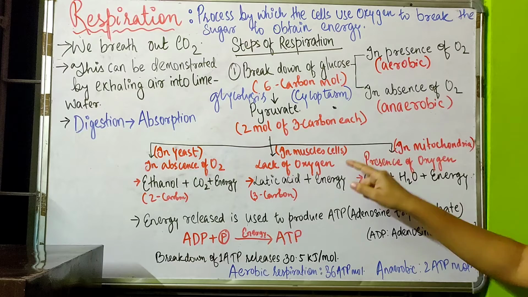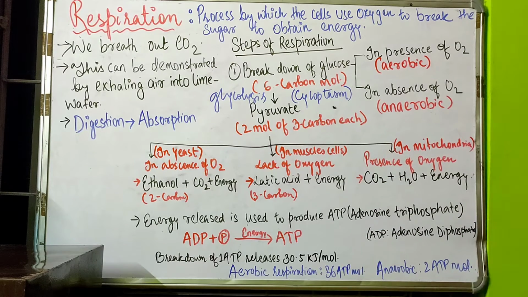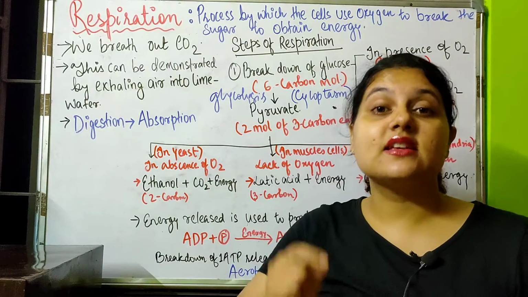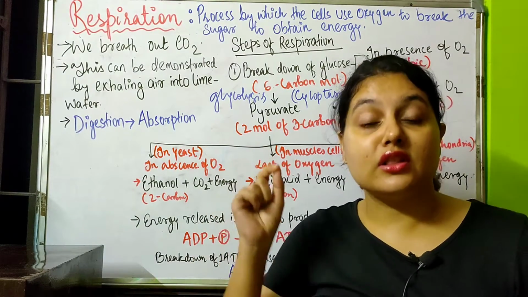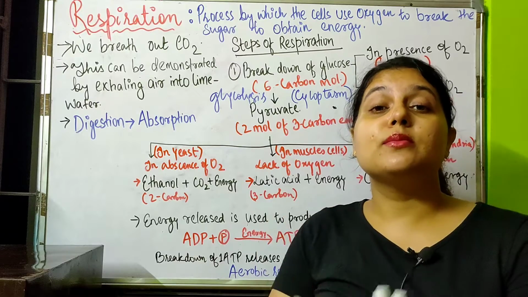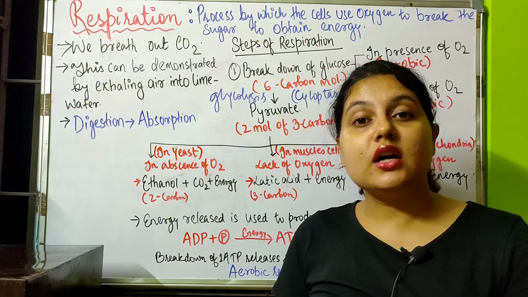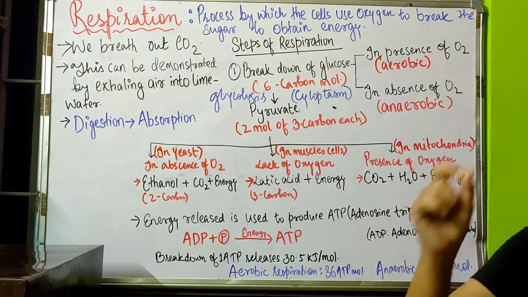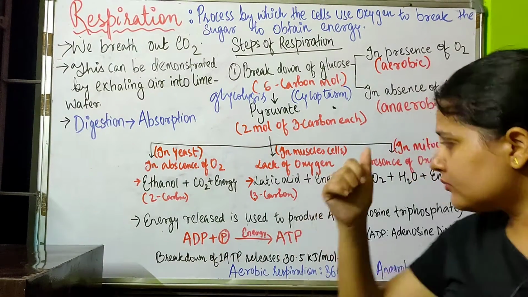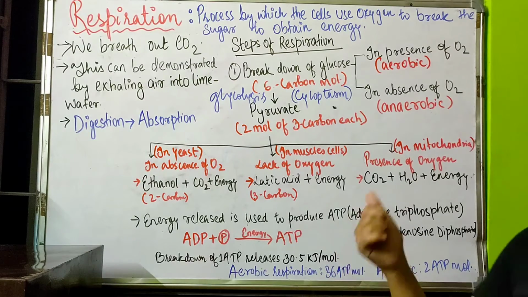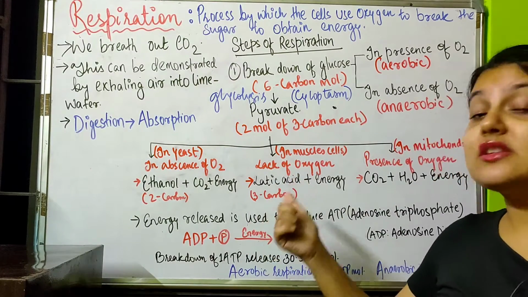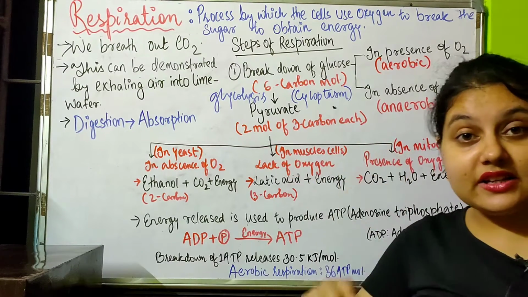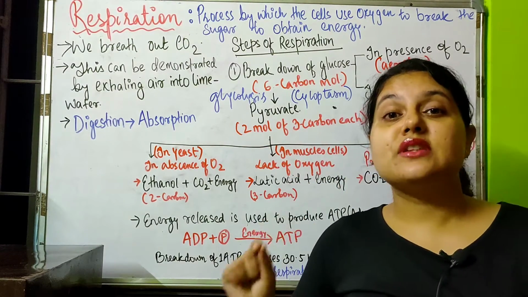But when there is lack of oxygen due to excess of physical activity, the rate of taking in of oxygen is less than the rate of respiration. In that case, what happens? There will be a shortage of oxygen in the muscle cell and our muscle cell starts respiring anaerobically. Okay, and if it starts respiring anaerobically, then it produces lactic acid and energy. Because of the production of lactic acid, there will be cramps in our leg.